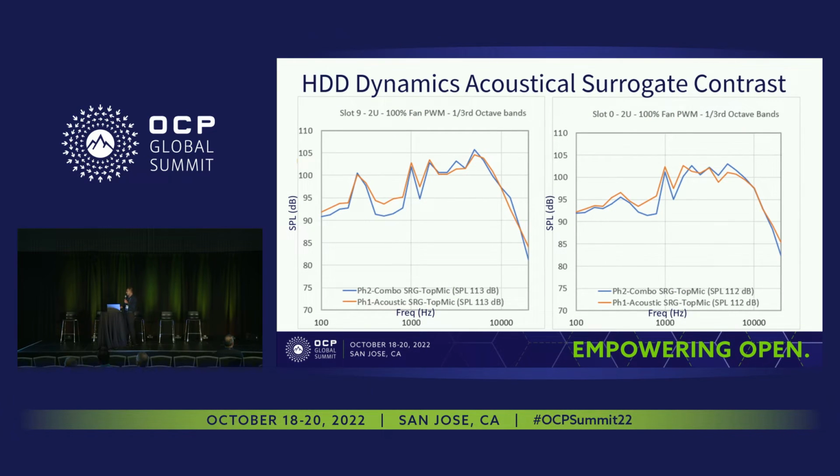Okay, so the acoustical measurements using the new tool has just begun. In this case, we compared to a phase 1 surrogate, which was released earlier, which is acoustic surrogate. This is measurements done in a chassis at full fan speeds and in 2 different slots, one on the left, one on the right, and shows a qualitative agreement between the 2 surrogates.